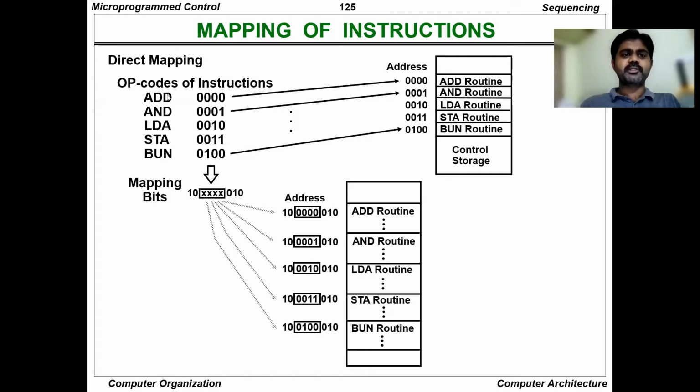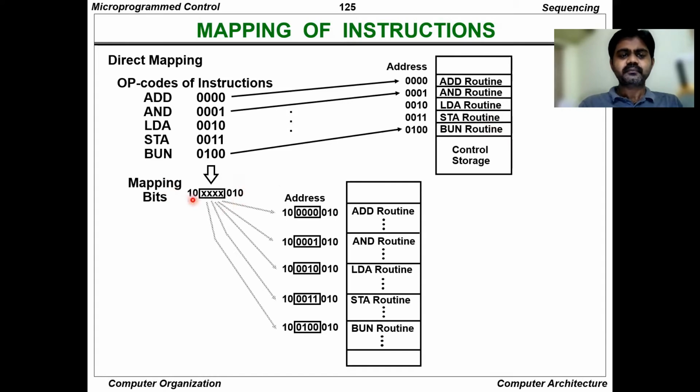So, opcodes of instruction. Here we have a total of 5 types of instructions: ADD, AND, LDA (load accumulator), STA, and BUN (branch unconditional). 0000 is for ADD, 0001 is for AND, 0010 is for LDA, 0011 is for STA, 0100 is for BUN. Here we have a control storage, where everything is stored. For ADD we follow an ADD routine, for AND an AND routine, for LDA an LDA routine, 0011 is the STA routine, and there is a branch unconditional routine.